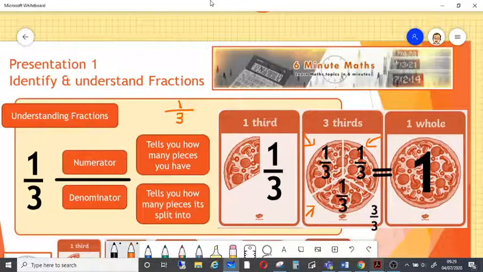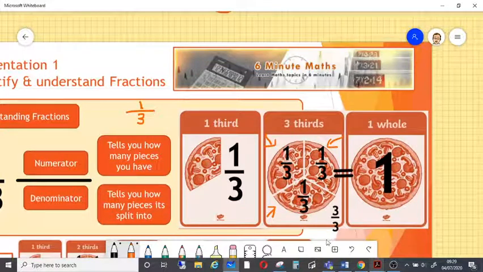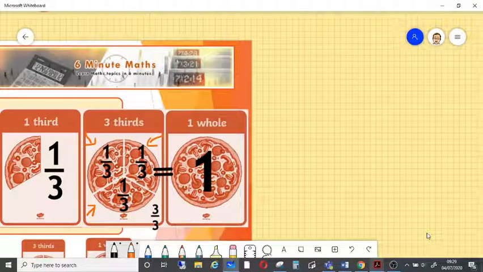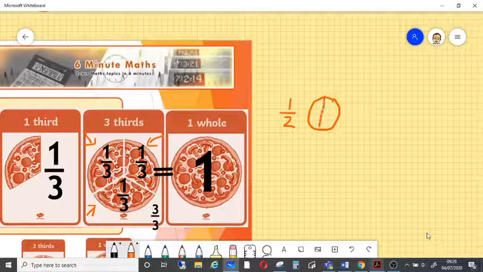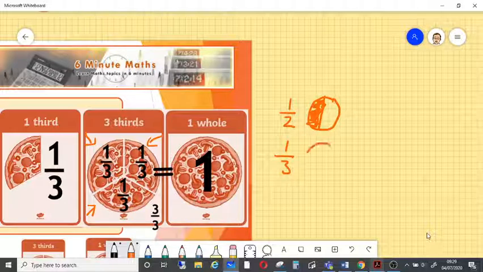So I don't know if you've noticed, and you may have done, you may not. I'm just going to move my slide to the side. As the slices get smaller, the numbers get bigger. So if I've got a half, and I've got a pizza, I've got one half, so out of two slices I've got one left. That's a half. If I've got a third, I'm having to split that pizza into three. So those slices are getting slightly smaller, aren't they?